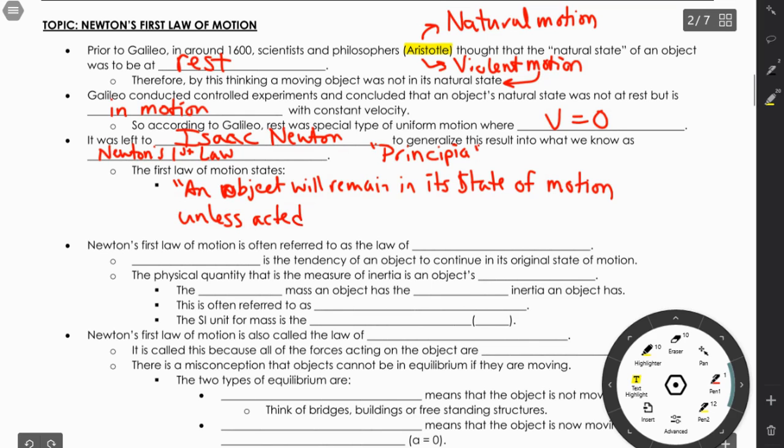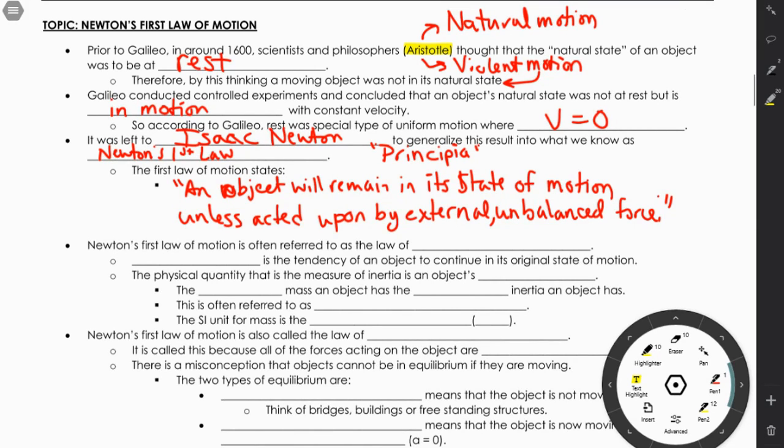Sorry, this is kind of long, I know. Unless acted upon by an external unbalanced force. Remember, we talked about how forces change the motion of an object. So what he is saying is that objects are going to continue to be at rest, or continue to move at constant velocity, unless you do something to them. And what do you do? You exert this external unbalanced force.